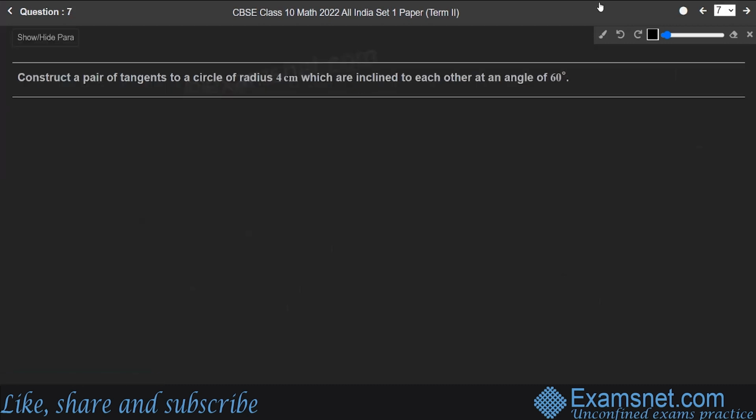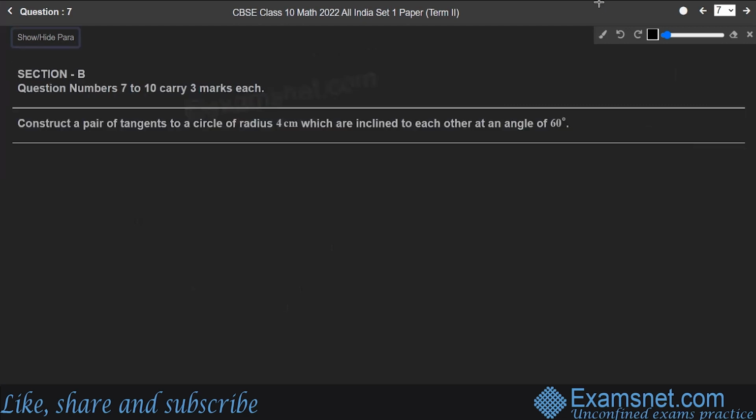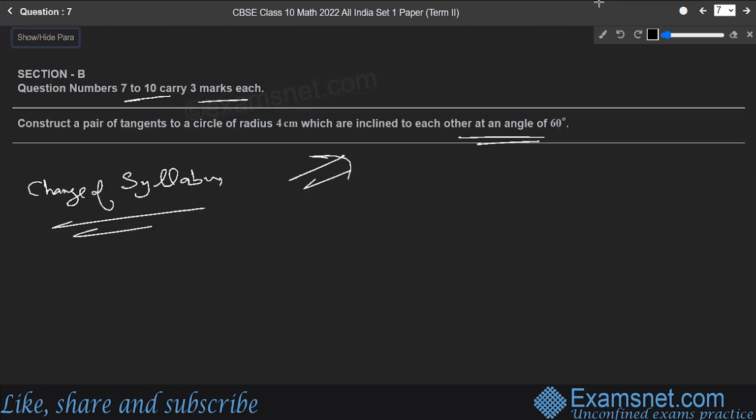Okay, the next question is saying we are entering into another section, section B, where question number 7 is there. Question number 7 to 10 carry 3 marks each. Construct a pair of tangents to a circle of radius 4 centimeter, which are inclined to each other at an angle of 60 degree. But the answer is not given because the syllabus had been changed. So that's why this particular question is not being solved. Let us go for the next one directly.